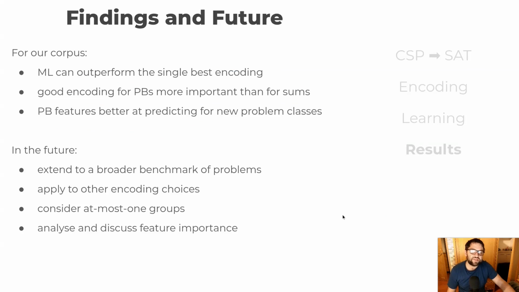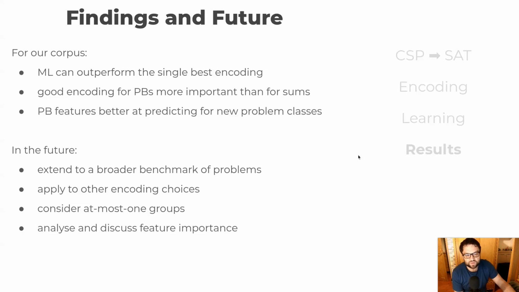So in summary, we've seen that this ML setup can give us some good predictions and outperform the single best. We noticed that it's more important to choose well for the actual pseudo-Boolean constraint in a model rather than where a PB has been used to represent a sum. And also the new features that were introduced, it's nice to see that they were better when it came to predicting on unseen problem classes.